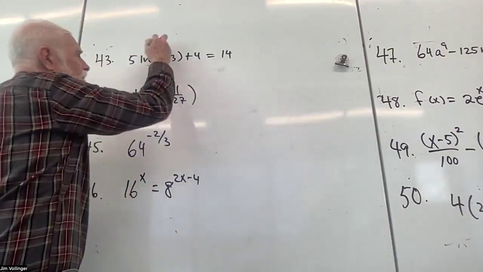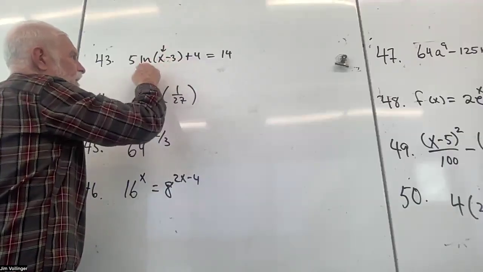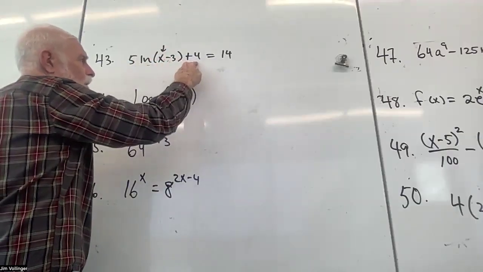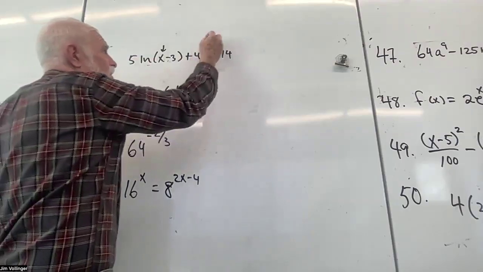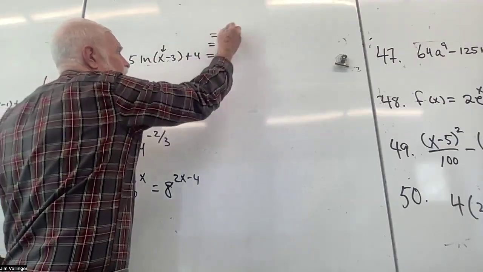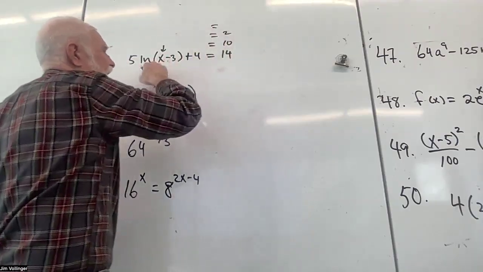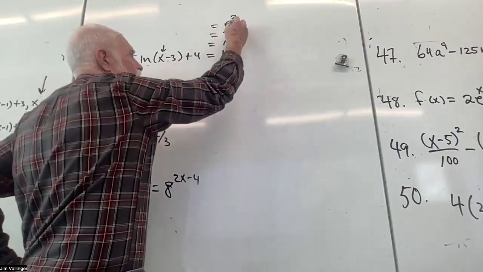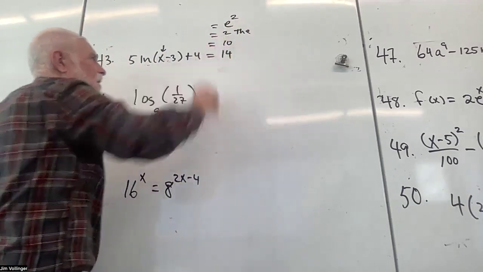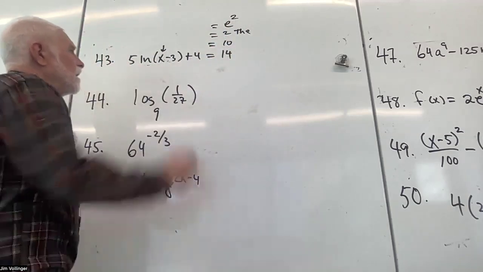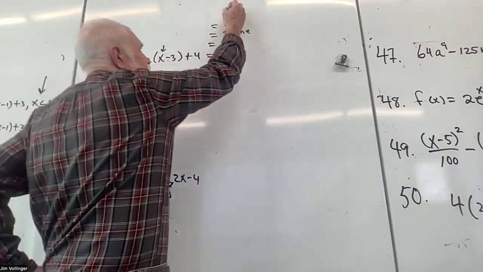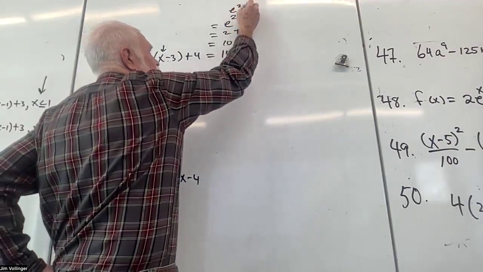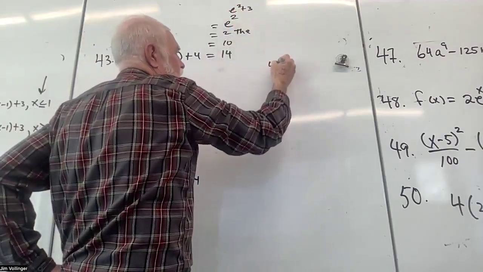4. If I put a number in, I do the parentheses, ln, multiplication, then add 4. I'm going backwards. I'll subtract 4. I'll divide by 5. I'll do the inverse of ln, which is e to the, and that's the exponent. And then plus 3. e squared plus 3. So that's problem 43.